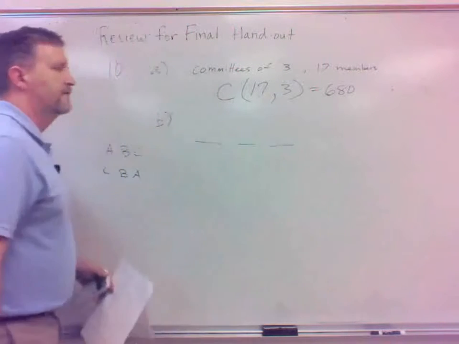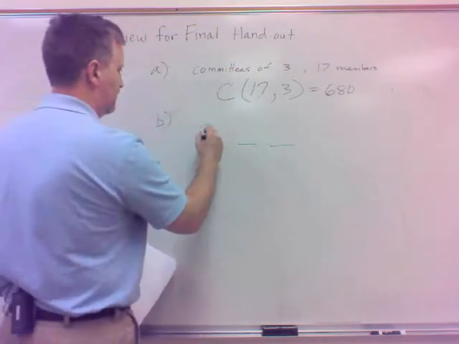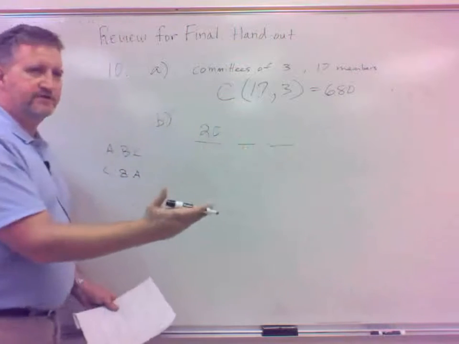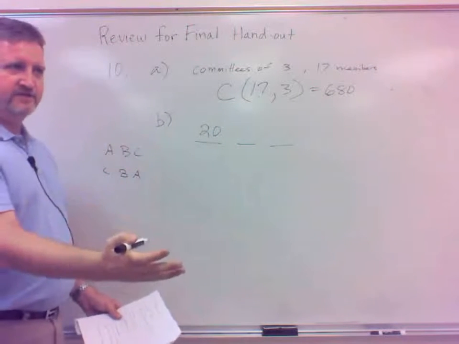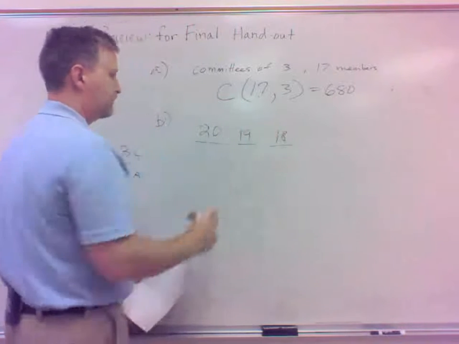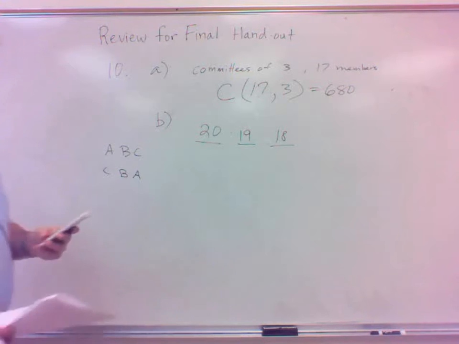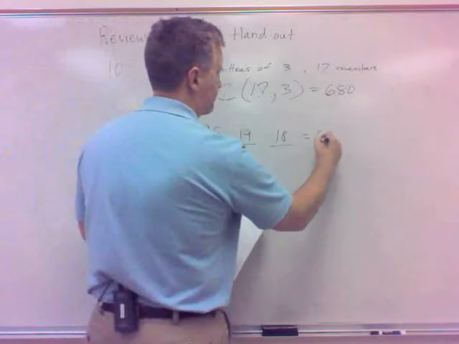Use the blanks. And the deal is, how many can I have as president? 20. I start there. But what about then the vice president? It goes down to 19 because you can't have repetitions. And then 18. 20, 19, 18. That would be 6,840.